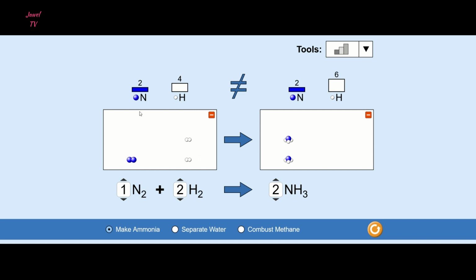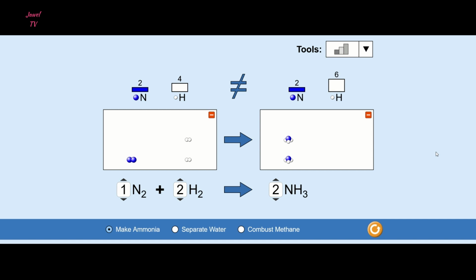On the upper part of the boxes, you can also see the number of atoms of nitrogen and hydrogen, both at the reactant side and at the product side. At the product side, we have 2 units of ammonia. N is represented by the blue particle, while hydrogen is represented by the white particles. In every unit of NH3, we have 1 atom of nitrogen and 3 atoms of hydrogen. As denoted by the coefficient number 2, we have 2 units of ammonia.